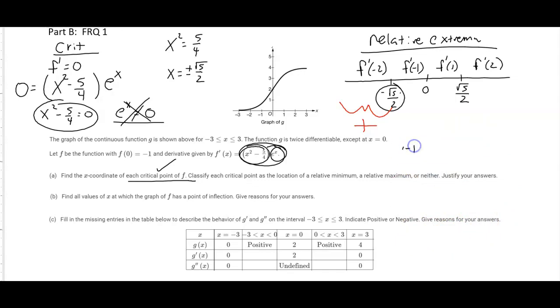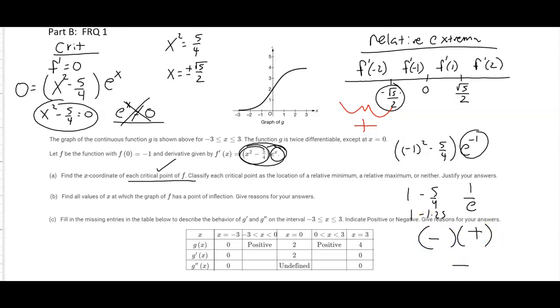So if we plug in negative 1, oh, my bad, 5/4. So this is just 1 over e, but that's positive. This is 1 minus 5/4, which is like 1 minus 1.25. Now that's actually going to come out to be negative. So here I've got a negative times a positive, which is negative. So on this interval here, we do have a negative again.